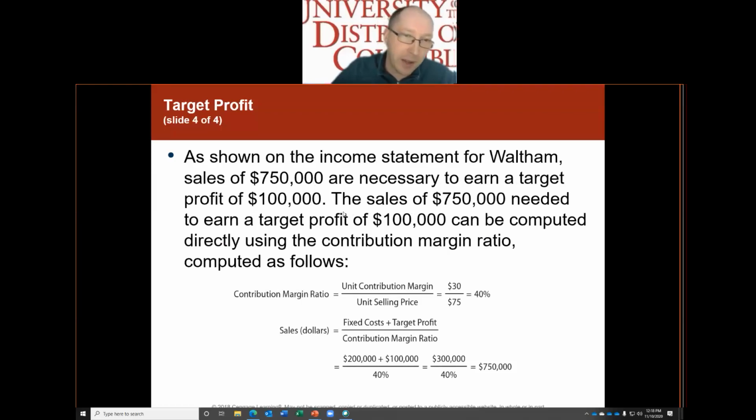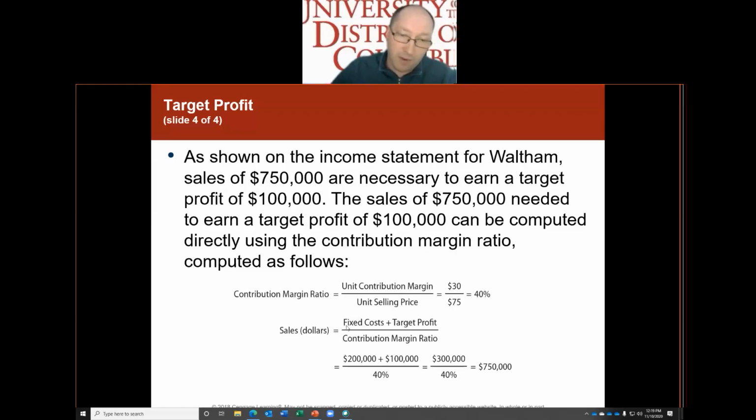So as we just saw on the income statement, our sales of $750,000 is necessary to earn a target profit of $100,000. How did we come up with this $750,000, you might be asking? Well, what we did is we took our fixed cost plus our target profit divided by a contribution margin ratio. The first step you've got to do in order to figure out how many sales dollars you need to sell in order to make $100,000 of profit is you first figure out your contribution margin ratio. To do that, you take your unit contribution margin of $30 divided by the selling price. Tells us our unit contribution margin ratio is 40%.